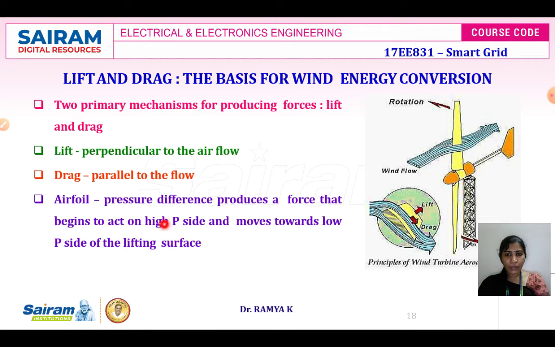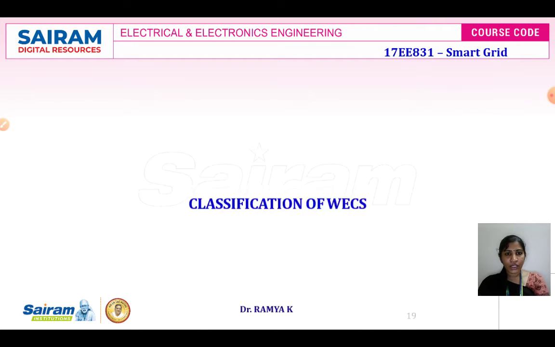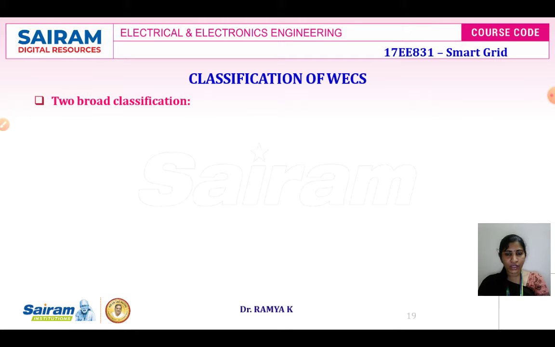In an airfoil, a pressure difference creates a force that begins to act on the high pressure side and moves towards the low pressure side of the lifting surface. In the case of your oceans, the waves get generated due to the temperature difference between the high sea level and the low sea level. Here also the same principle applies. Due to the pressure difference between the high pressure wind and the low pressure wind, a rotational torque will get generated and the blade starts to move. On stalling, lift decreases and hence your drag will increase. This is the basic lift and drag principle in the case of your wind energy conversion system.